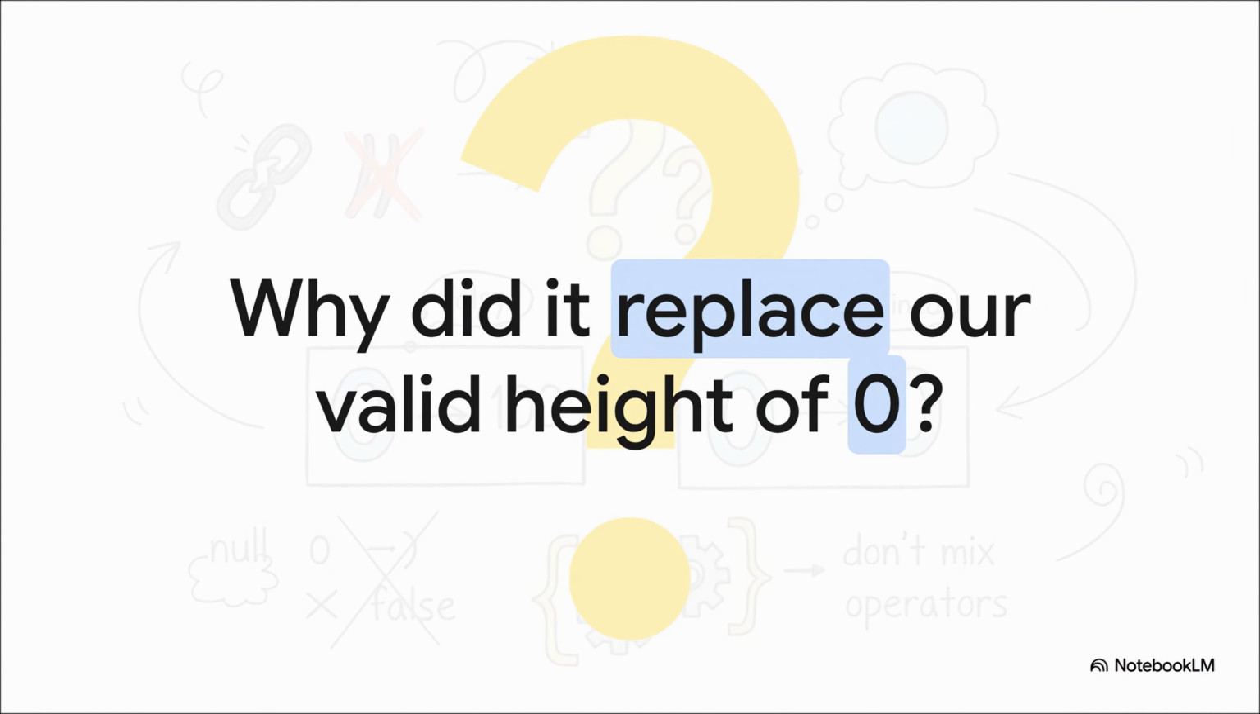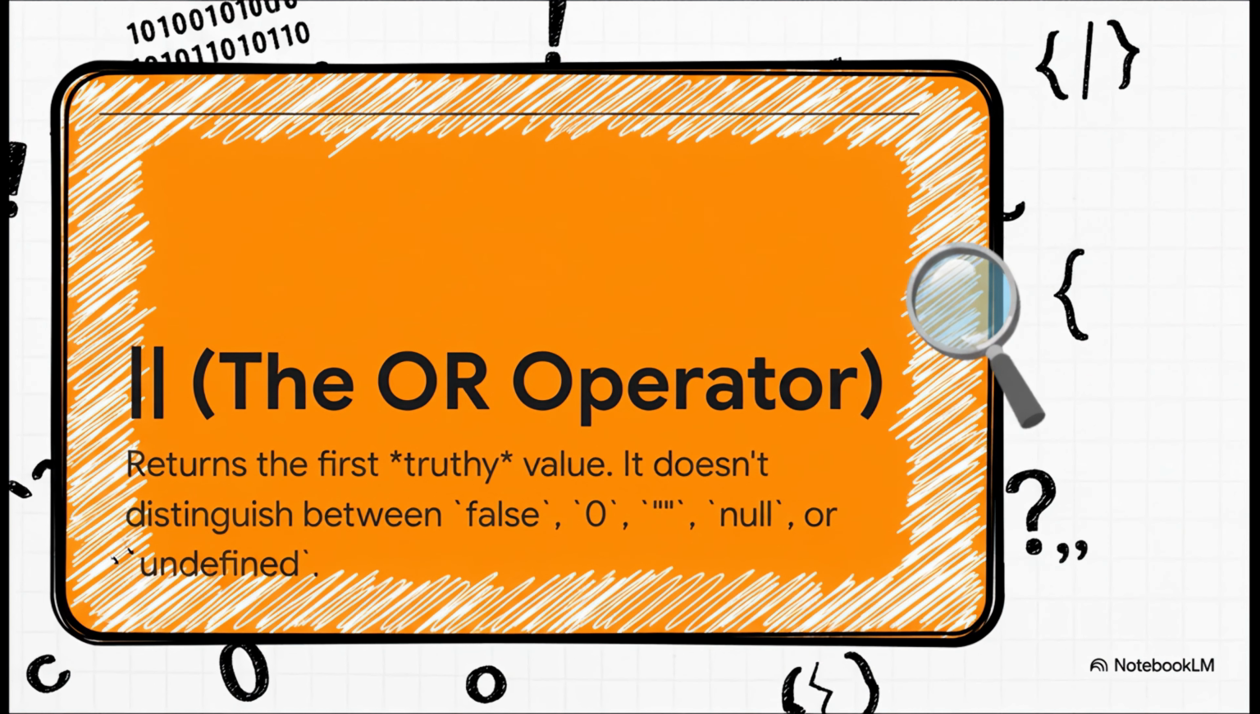So what happened there? Why did the logical OR operator look at our perfectly good 0 and just decide, nope, not good enough, and replace it? The answer is all about what the OR operator is actually looking for. And here's the culprit. The OR operator isn't just checking if something is null or undefined. Oh no, it's looking for the very first truthy value it can find. The problem is that in JavaScript, a bunch of things are considered falsy, like the boolean false, an empty string, and, you guessed it, the number 0. So to the OR operator, a 0 is just as empty as null, and it gets tossed aside.